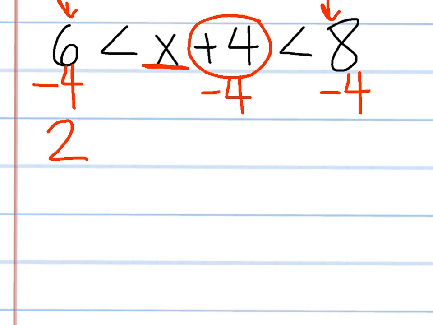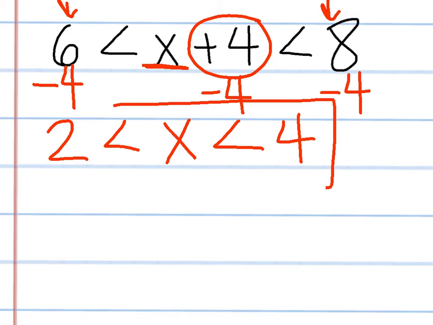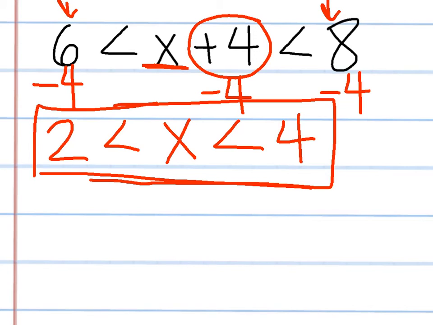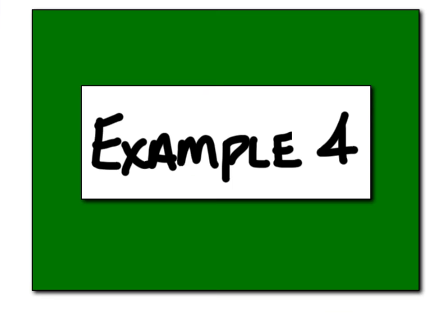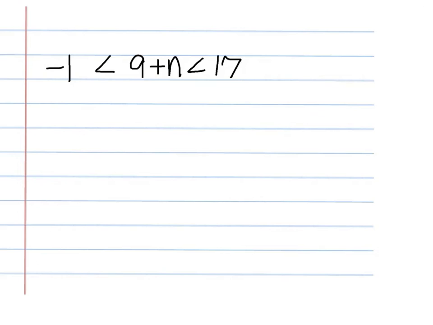So 6 minus 4 will give us 2. 4 minus 4 is just 0, so we'll have x in the middle. And 8 minus 4 is going to give us 4. So this is our answer. Whatever we do to the middle part to get our x by itself, we're going to do to either side of it. So that should be your answer.